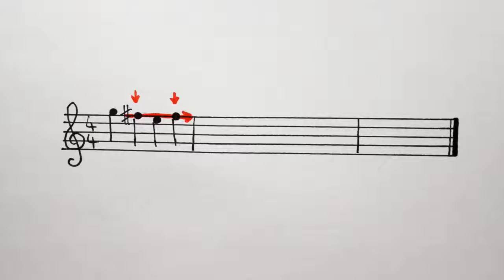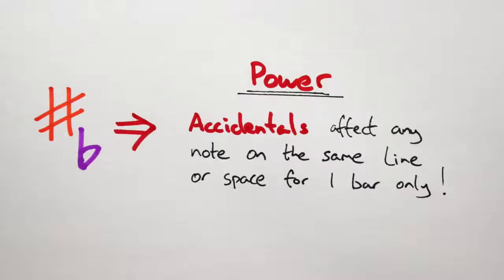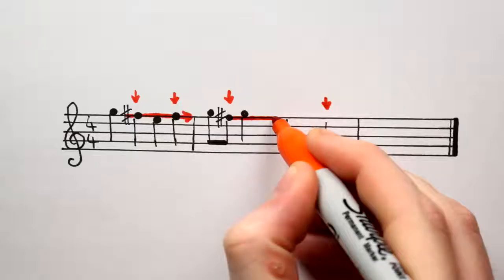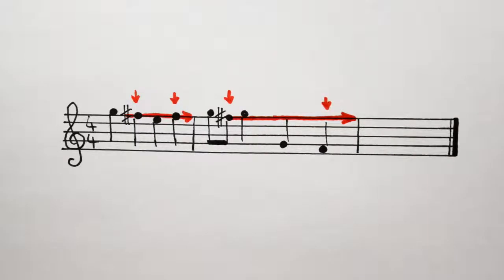Question then, how many F sharps are in this bar? Answer, none. Why? Because the accidental in the previous bar has no power in this one. If we want to make this guy sharp, we have to write in another accidental. Okay, so follow-up question. How many sharps are in the bar now? Answer, 1. You might have said that this guy is also an F sharp, but remember the accidental only has power over the line or space it is placed on, not over every possible F sharp.